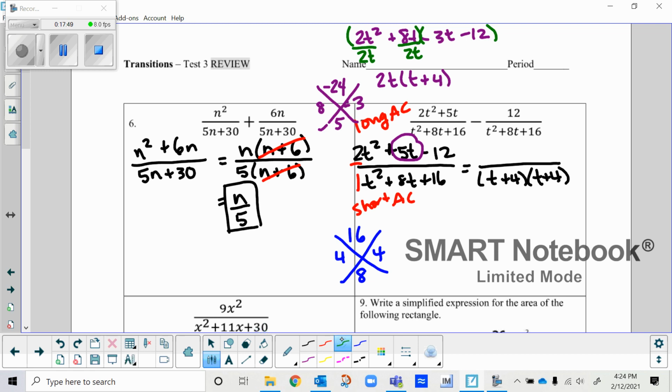So that gives me 2t times t plus 4. And then in the second group, they have a 3 in common. And anytime the first term is negative, you want to include the negative in your GCF. So that gives me minus 3, parentheses, t plus 4. Now they have a t plus 4 in common. And what they have left is 2t minus 3. That's going to go in my numerator. So t plus 4 times 2t minus 3.